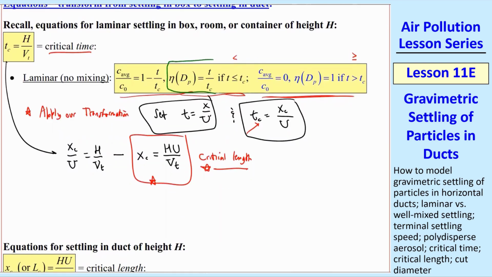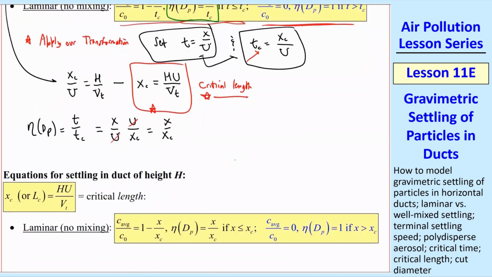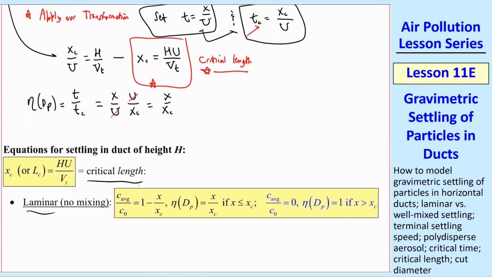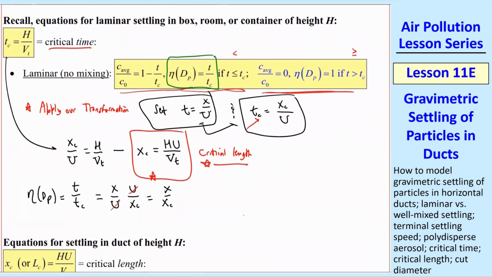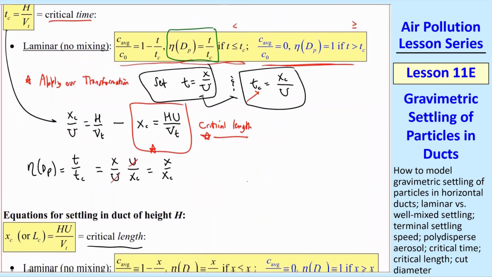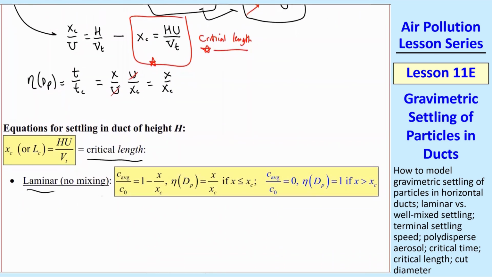As for grade efficiency, for this particular diameter, eta of dp is T over Tc. We use these two equations. T is x over u, and Tc is xc over u. So this just becomes x over xc. So we have our equations for settling in a duct of height h. For the laminar case, with no mixing, we have a critical length, and then we have the same equation we had up here, except we're replacing T over Tc by x over xc. And that's all there is to it.